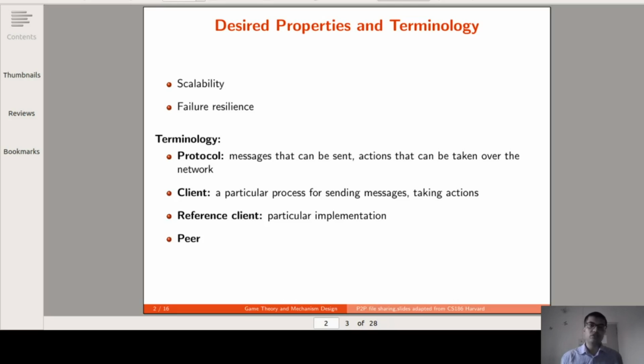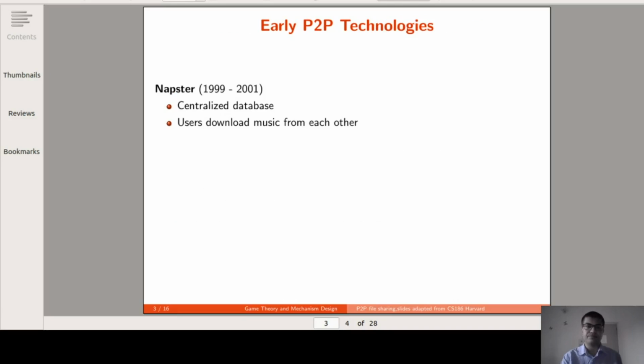In this context, we'll be using this terminology. Protocol means which kind of messages are being sent in a P2P system, and the actions that can be taken. A client is a process of sending messages or taking actions. A reference client is a distinguished client which uses a specific implementation, and a peer is the node, or in the context of game theory, the agents who could potentially behave strategically.